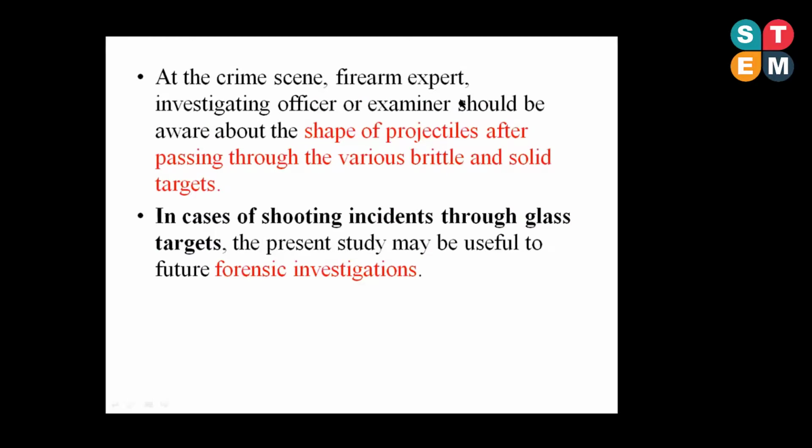At a crime scene, the firearm expert, investigating officers, or examiner should be aware of the shape of projectiles after passing through various brittle and solid targets. Brittle targets and solid targets give different types of fired bullets. It should be noted by the forensic expert. The projectile may be fired through a brittle target or a solid target; it depends on a case to case basis. In the case of a shooting incident through a glass target, the present study may be useful for forensic investigators.